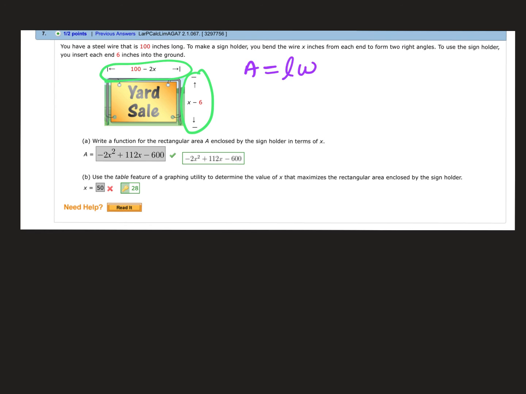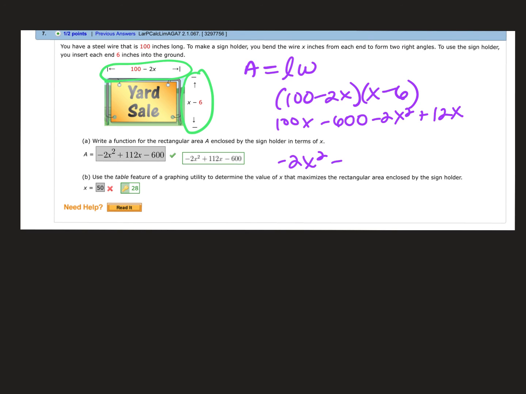Length times width. So I would have to do 100 minus 2x times x minus 6. I'd have to FOIL that out. 100x minus 600 minus 2x squared plus 12x. Combine your like terms here. So negative 2x squared plus 112x minus 600. That was the first part.